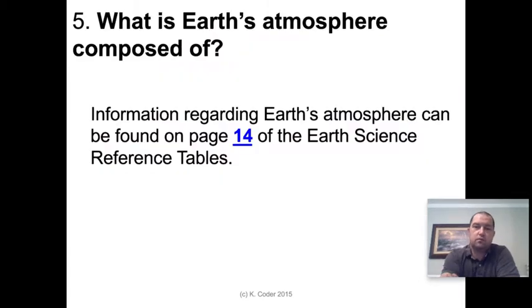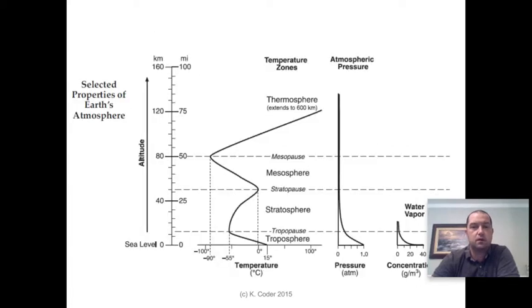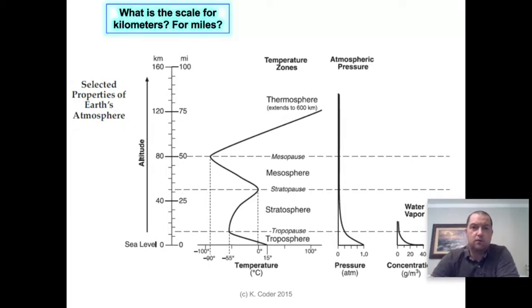Now, I said we're going to talk about the atmosphere. Information regarding Earth's atmosphere can be found on page 14 of your Earth Science reference tables. There's a total of 16 pages in the reference tables, and this is what it looks like. Here we go, a nice little tour.